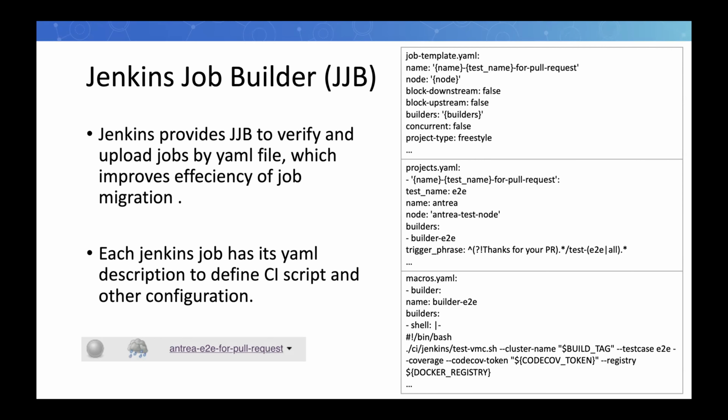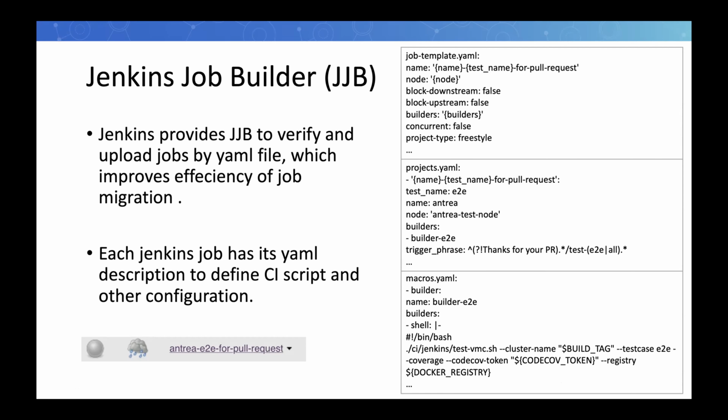Just as you see on the right side, we have a job template YAML, which can define a template for multiple jobs. And when you define a template, you create jobs with a project definition. The variables in the job template will depend on what is supplied in the project YAML. And the macros YAML is also used in the job description for Jenkins builders. This allows you to create complex actions in your job action.